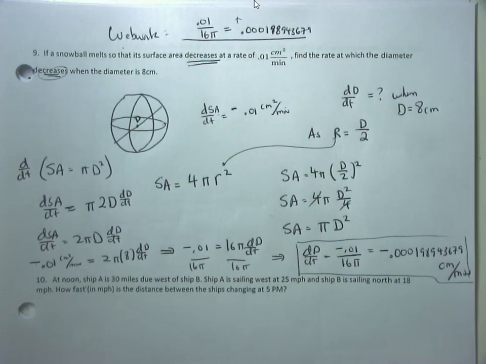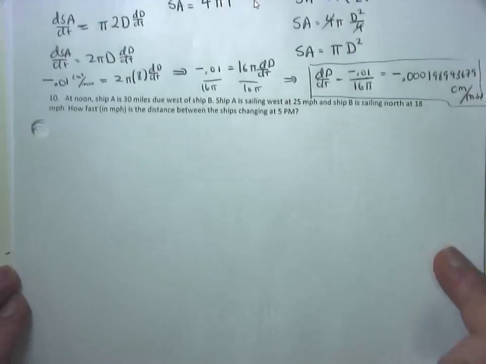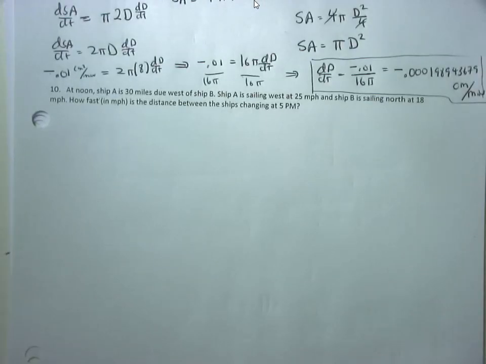Well, let's look at this next one. We'll get you started on this one. At noon, Ship A is 30 miles due west of Ship B. Ship A is sailing west at 25 miles per hour, and Ship B is sailing north at 18 miles per hour. How fast in miles per hour is the distance between the ships changing at 5 p.m.?